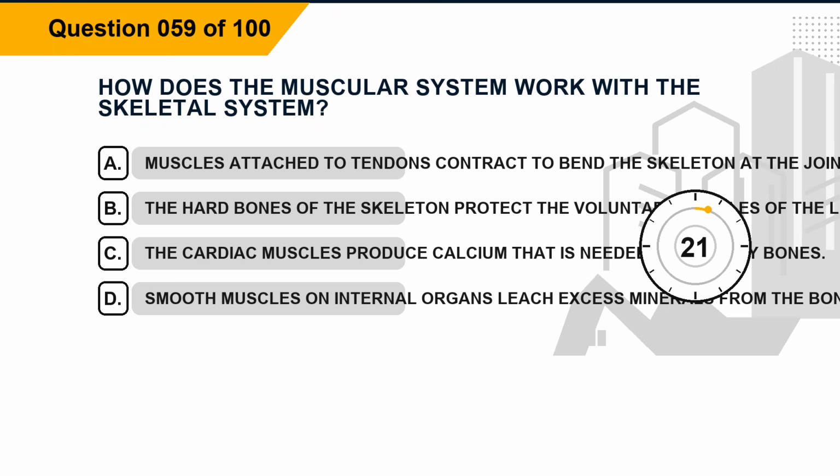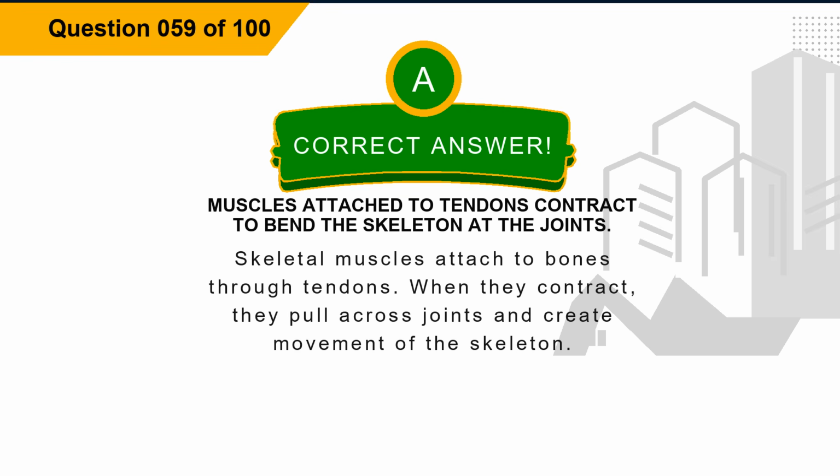Question 59. How does the muscular system work with the skeletal system? Option A, muscles attached to tendons contract to bend the skeleton at the joints. Option B, the hard bones of the skeleton protect the voluntary muscles of the limbs. Option C, the cardiac muscles produce calcium that is needed for sturdy bones. Option D, smooth muscles on internal organs leach excess minerals from the bones. The correct answer is option A, muscles attached to tendons contract to bend the skeleton at the joints. Explanation. Skeletal muscles attach to bones through tendons. When they contract, they pull across joints and create movement of the skeleton.